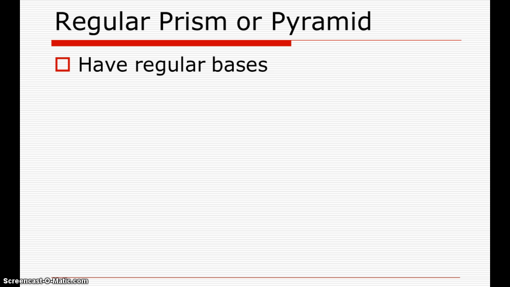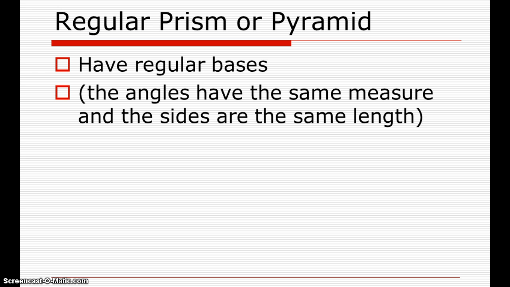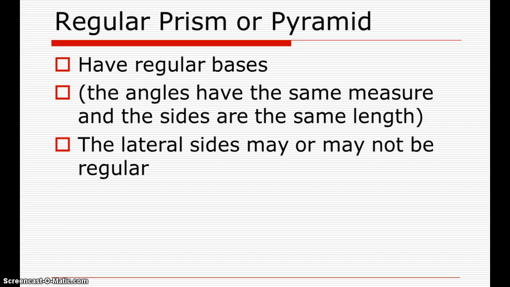Also recall that we said if it's regular, that means that the bases are regular, not necessarily the sides. So the bases have the same measure of the angles and the sides are all the same length. But remember, our lateral sides, our rectangles or our triangles, may or may not be regular. We call it a regular prism or pyramid if it's the base that's regular.